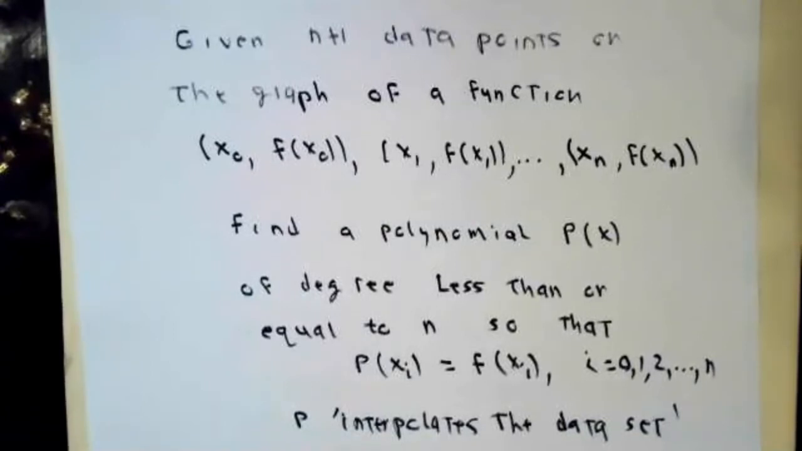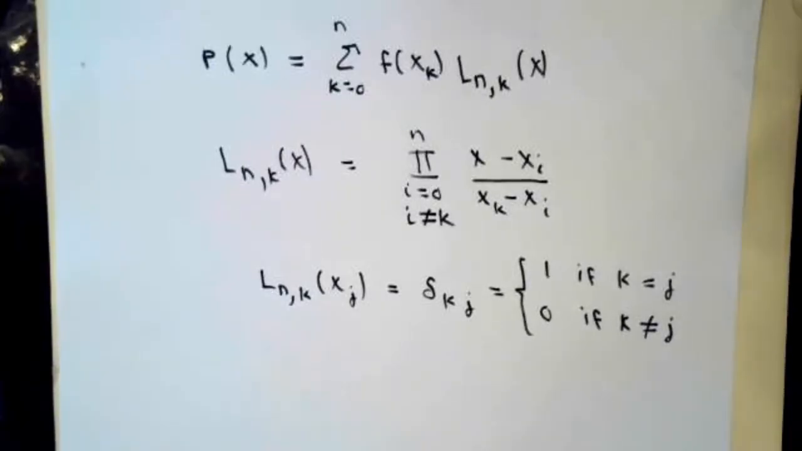so that when I evaluate the polynomial at one of the x values out of my data set, I get the corresponding function value from the data set. That is to say, I want to find a polynomial of degree no more than n that passes through the data points. In fancy language, we say that P interpolates the data set. We've actually figured out how to solve this problem.